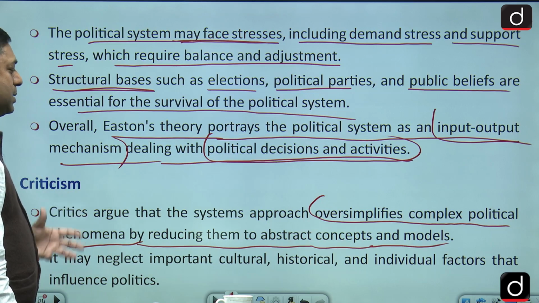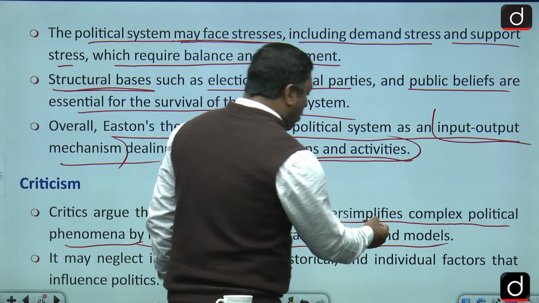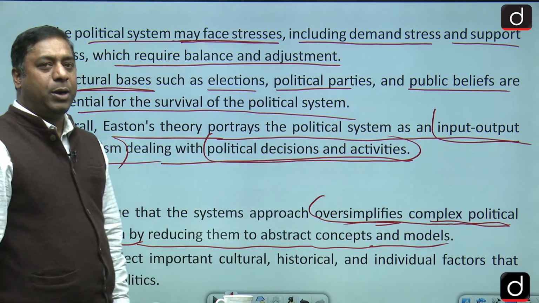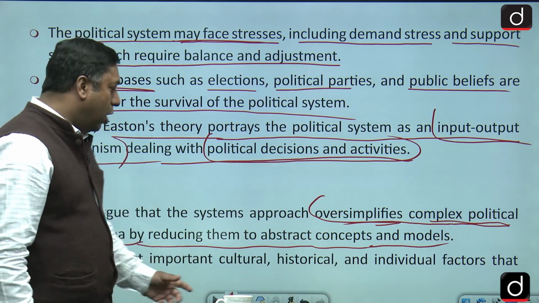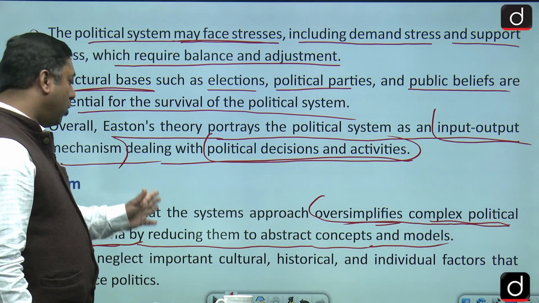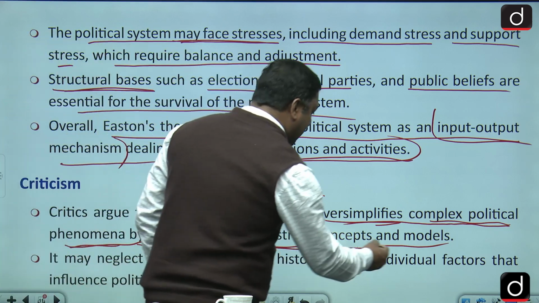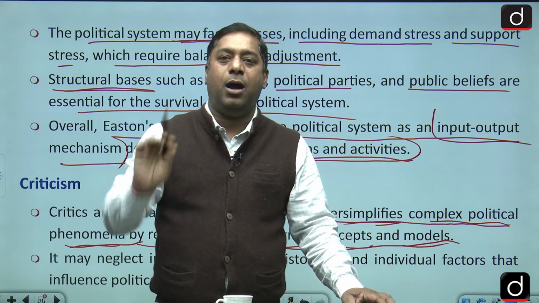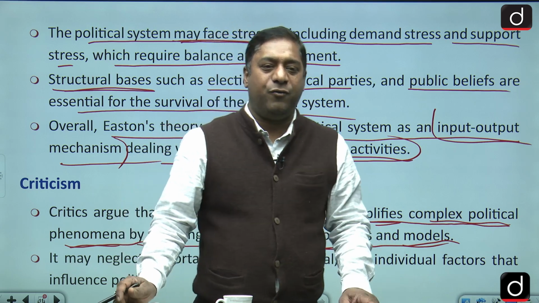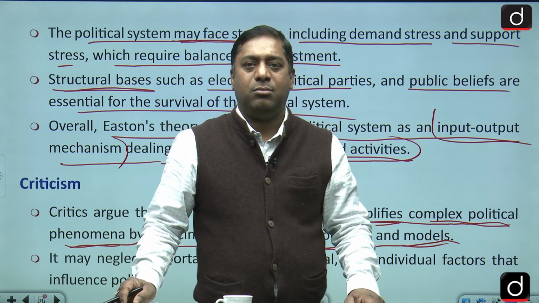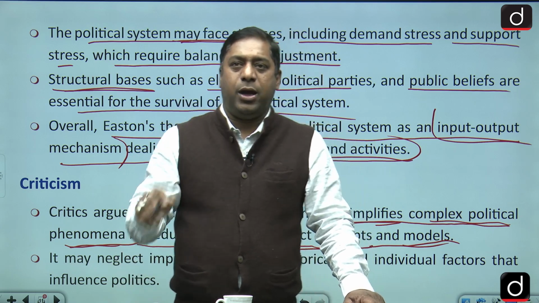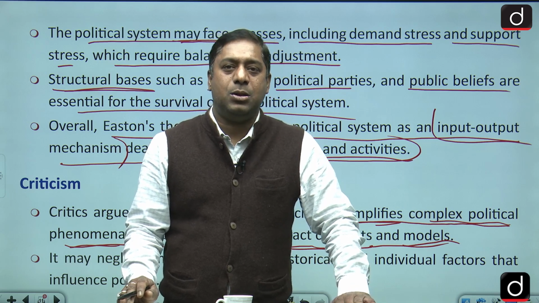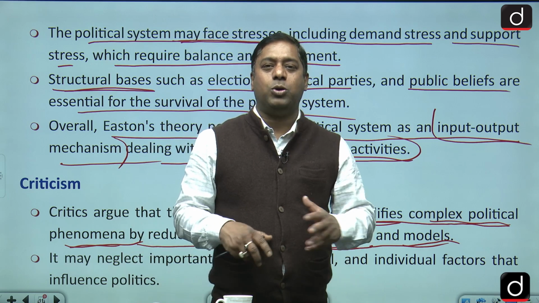इसमें भी critics, what they say is that this systems approach is oversimplifying complex political phenomena. It is also oversimplifying complex political phenomena. Why? Because they are reducing this political system to abstract concepts and models. That means systems analysis को एक model का रूप दे दिया. If you have your book in front of you, there is a model. There must be a, what to say, framework of this Easton's system analysis. एक model होगा in which there is input, output and everything.